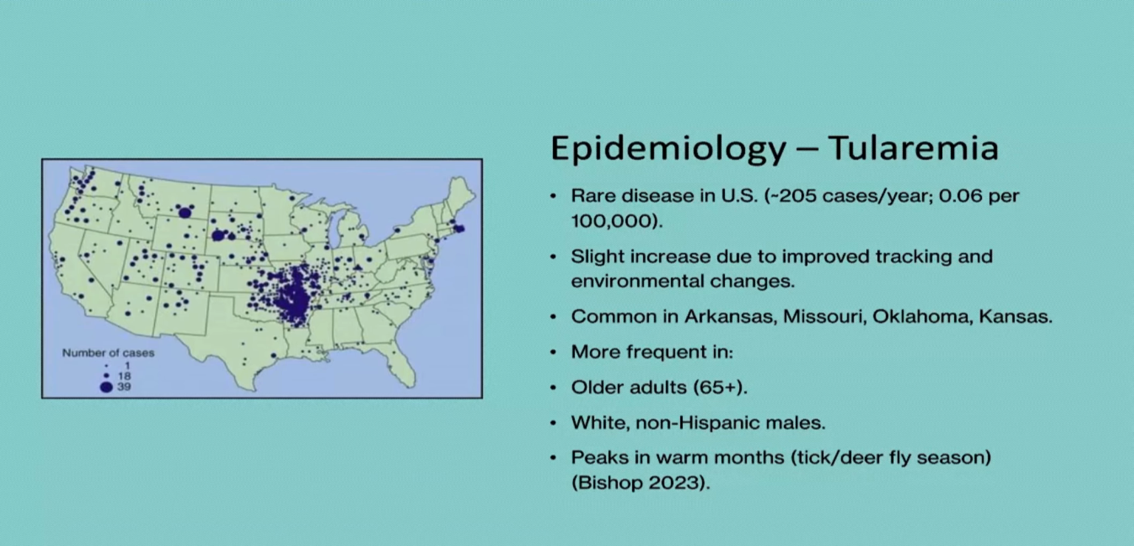Most cases occur in Oklahoma and Kansas, where the bacteria are naturally found in wild animals. The disease is seen more often in older adults over 65 years old, typically white, non-Hispanic males, often due to outdoor exposure, and infection spreads during the warmer months. Tick and deer fly activity is highly associated with infection.